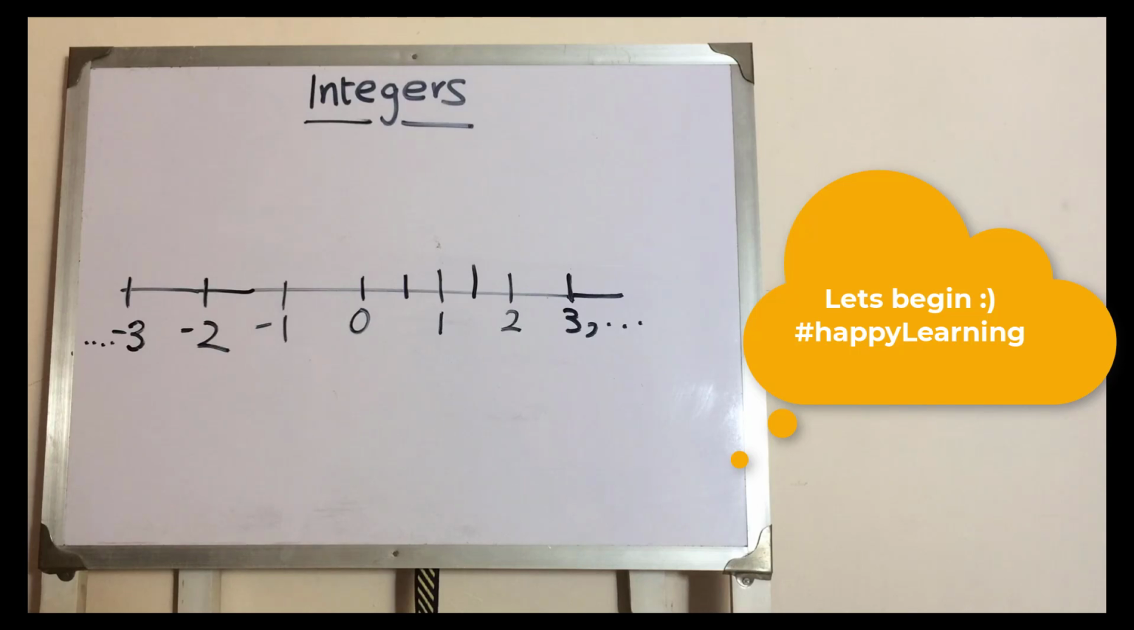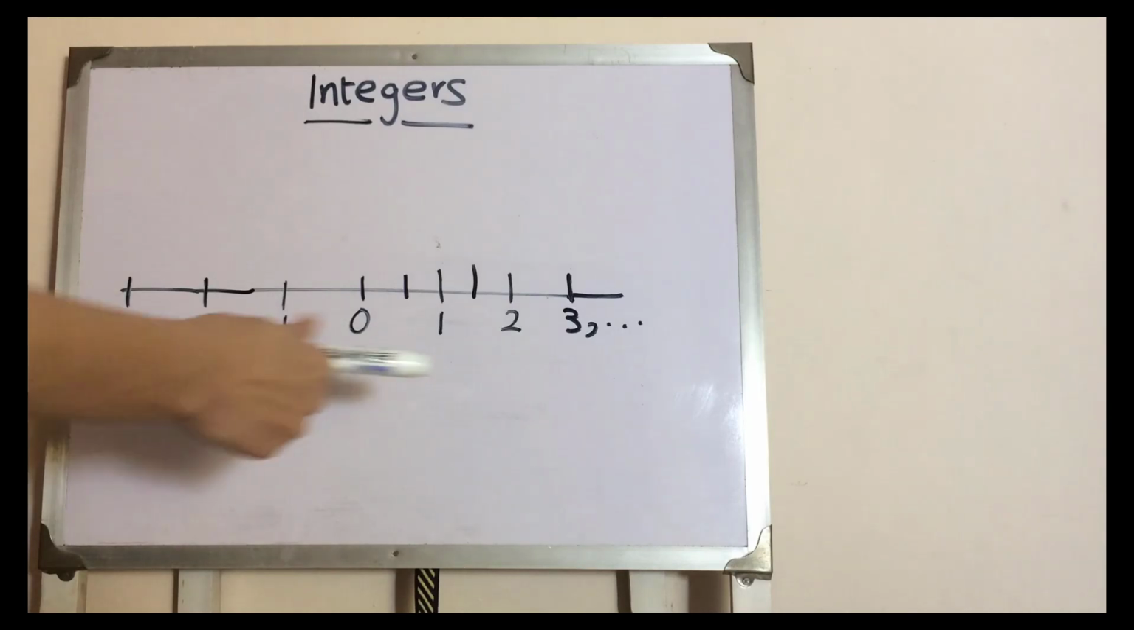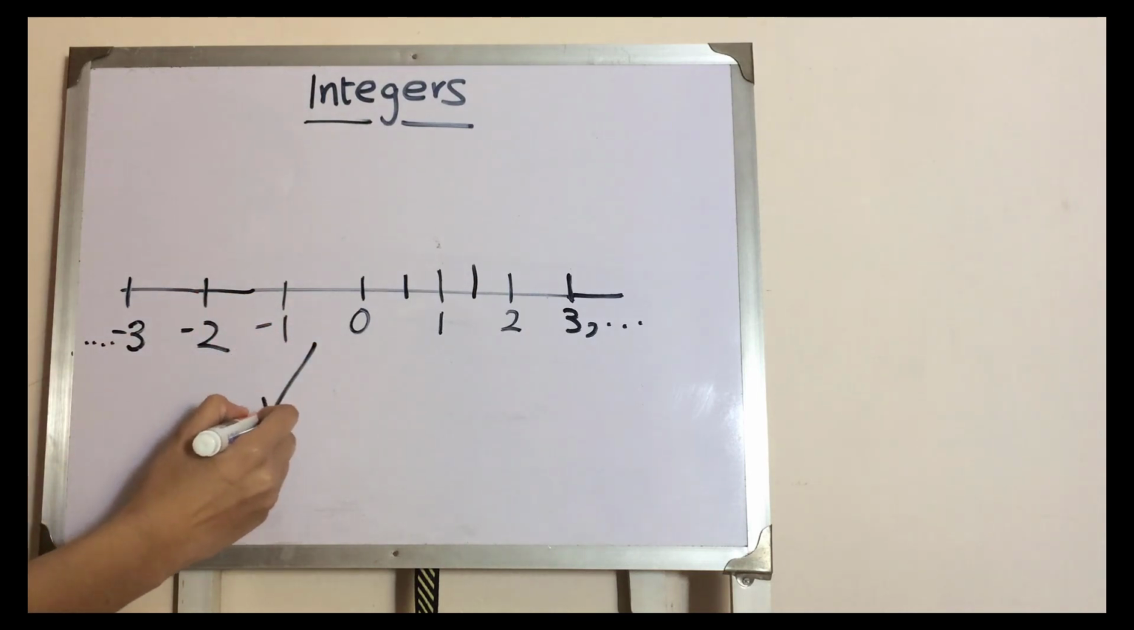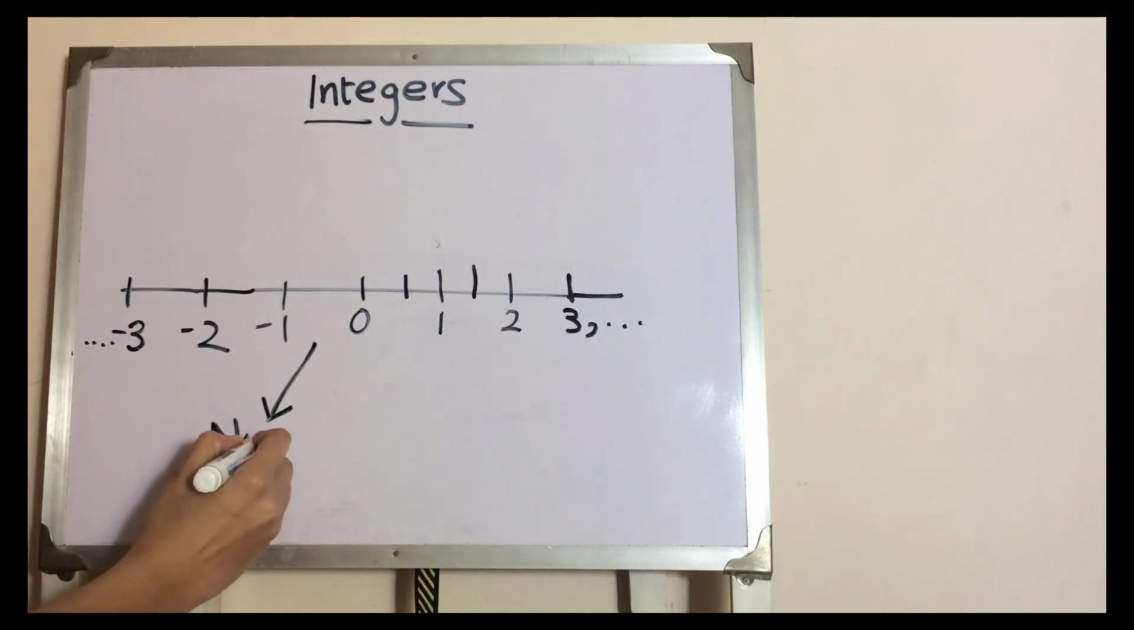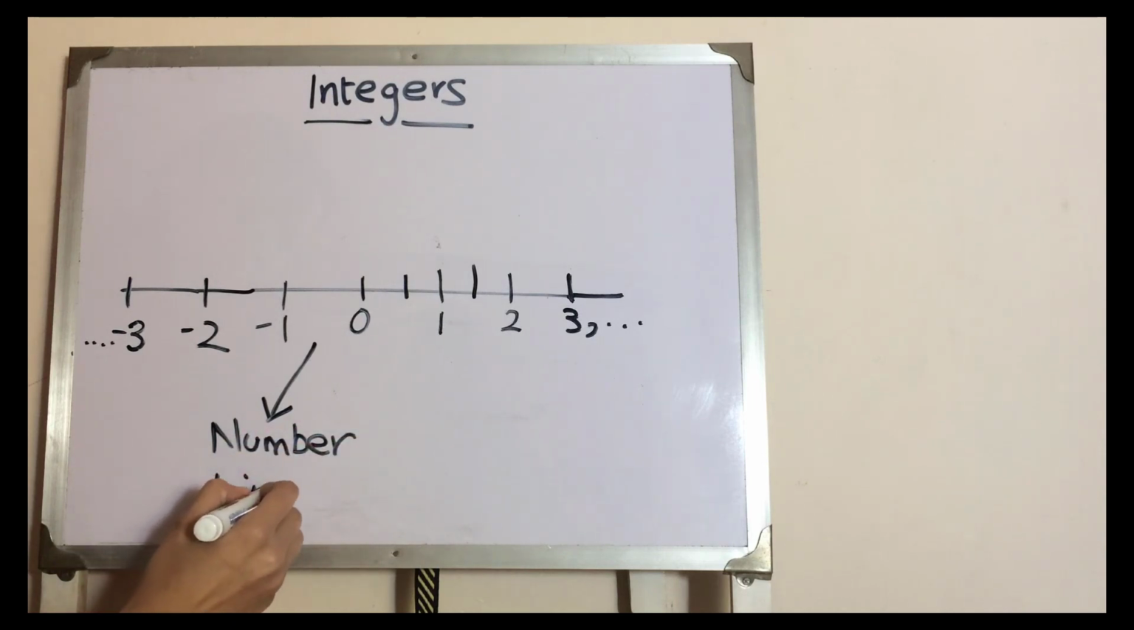Let's start with integers. So what are integers? You can see a diagram. This is called a number line. Let's talk first about the definition of integers. Later I will explain more.